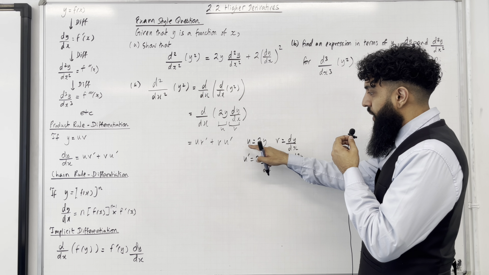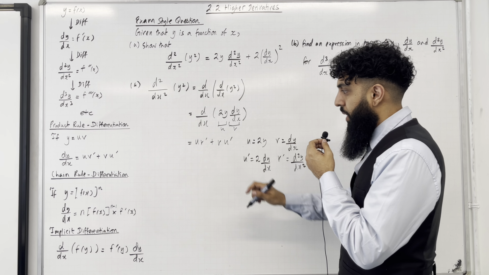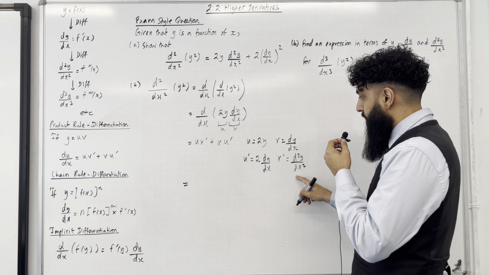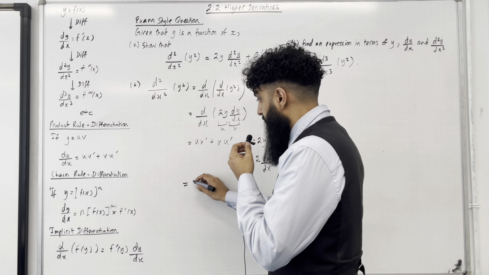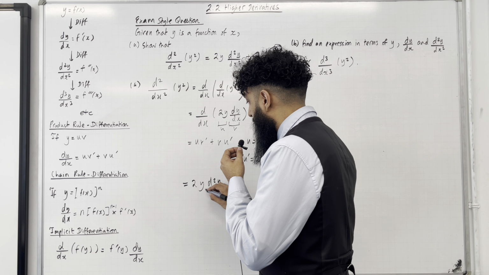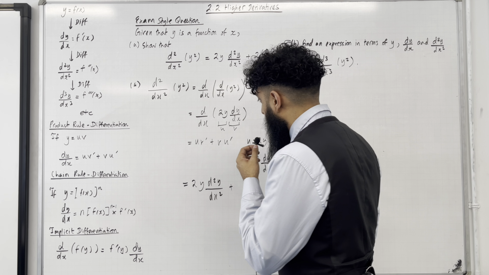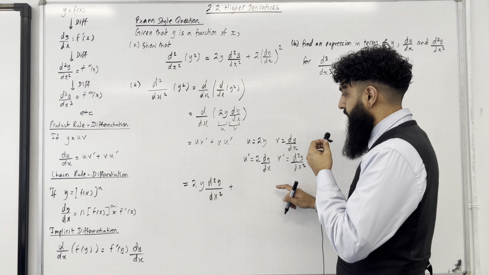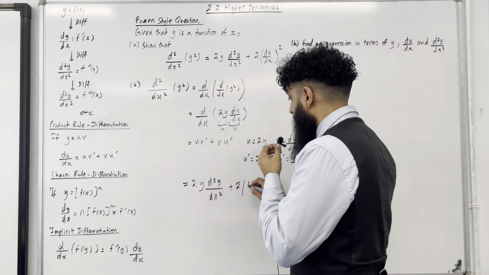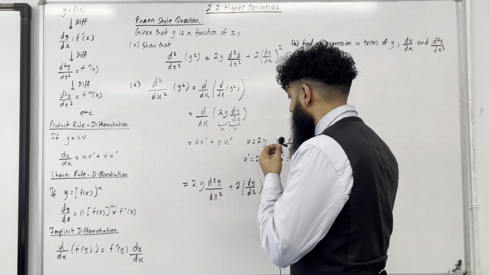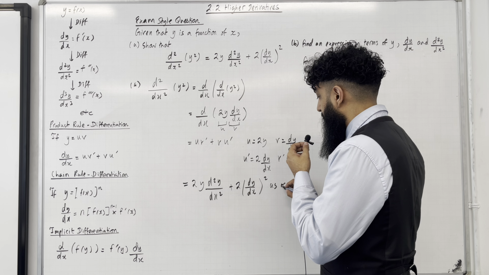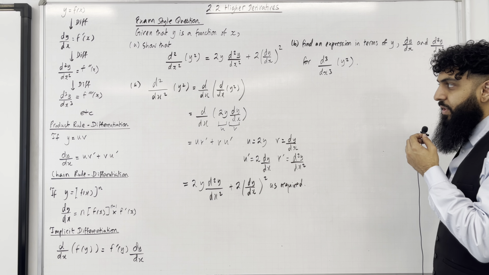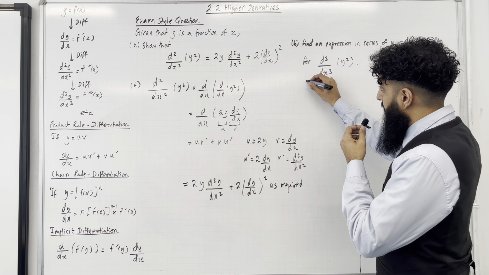So now I can put the u, v, u dash, v dash back into the product rule. So this in turn gives me u v dash is 2y multiplied by d2y over dx squared, plus v u dash will be dy over dx multiplied by 2 dy over dx. That would become 2 (dy over dx) to the power 2, as required. This completes part A of the second exam style question. Moving on to part B.